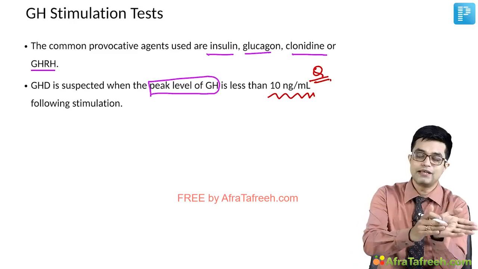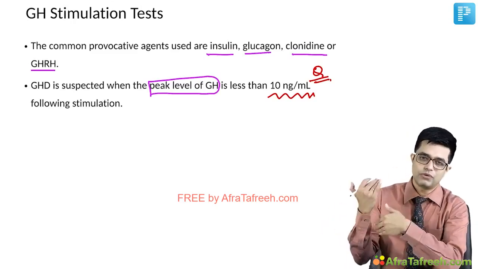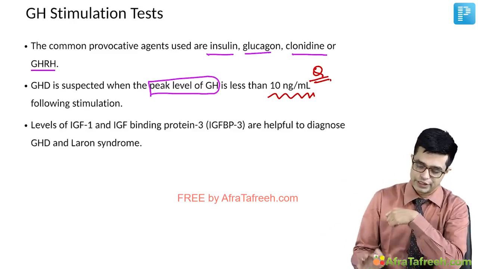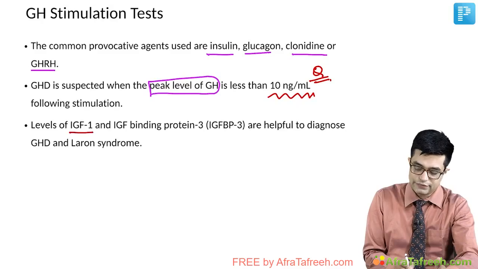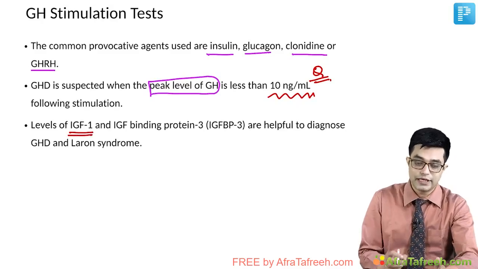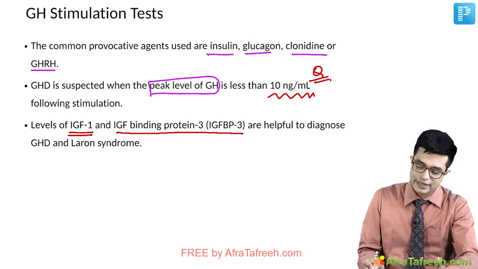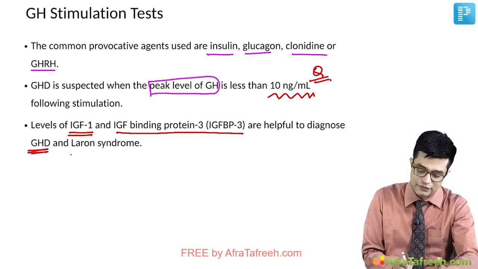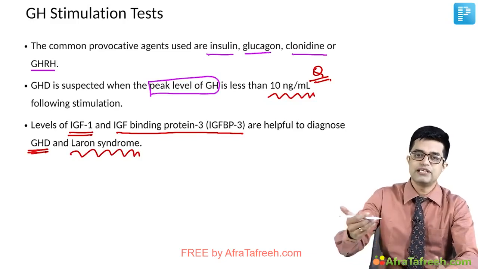And if it is present with clinically significant short stature, then you treat on the lines of growth hormone deficiency. Other than this, what all you can do, you can also go in for IGF-1 levels, insulin-like growth factor 1 level, and insulin-like growth factor binding protein 3. They are helpful to diagnose GHD as well as differentiate it from Laron syndrome, in which these IGF-1 levels may be altered.